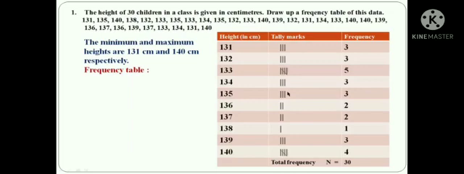When you complete writing all the numbers, you have to add all the numbers written in the frequency. That is, total frequency n is equal to 30. This 30 you have to write down at the last. And if you are not sure about the answer, you have to check how many data values are given. If the data is 30 numbers and this is also 30, that means your answer is right. Data means 131, 135, 140, whatever is given.